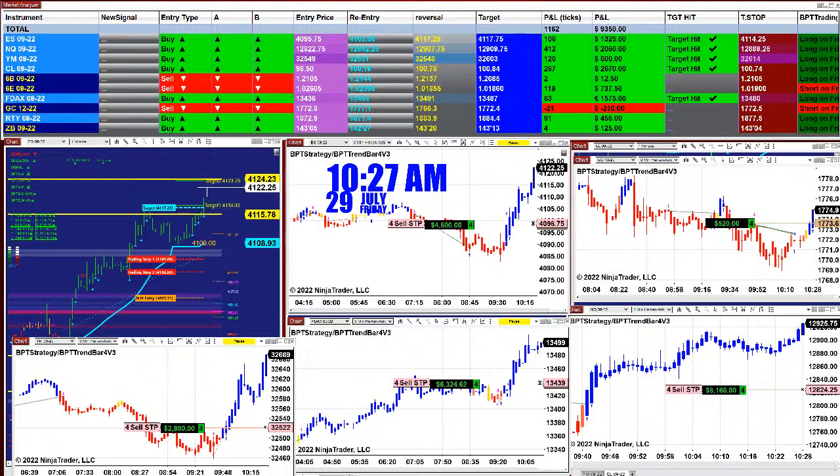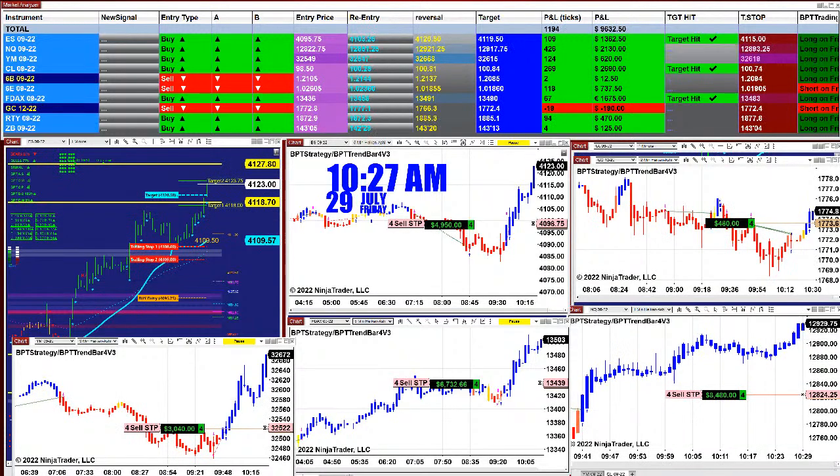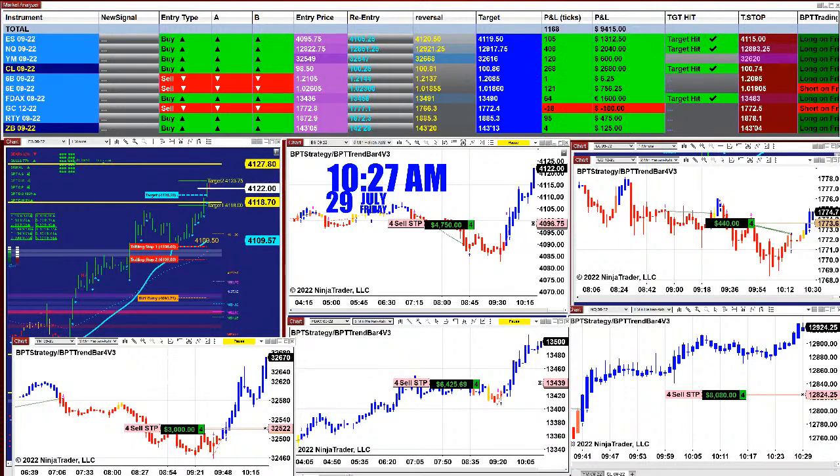And there we go, right on the clock. We're hitting target 2. Excellent. Now, sometimes, not all the time, maybe 2 out of 10, if the market is strong, can go to target 3. Target 3 is for the afternoon.